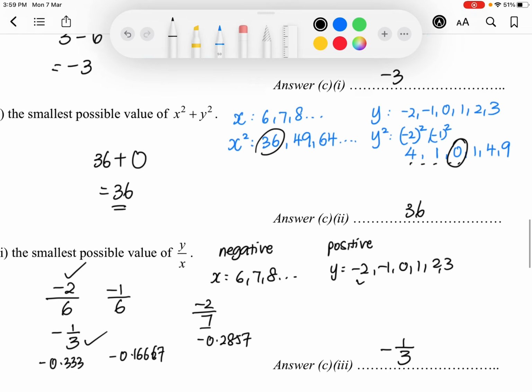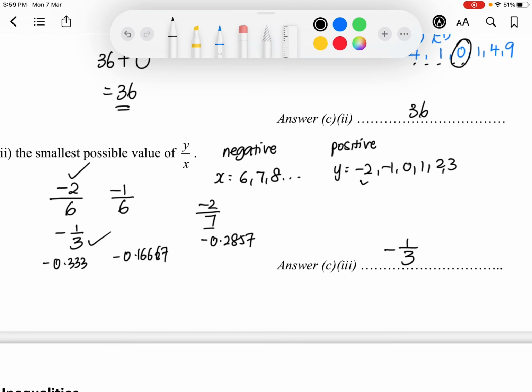So for this part of the question, you need to probably try and error a little bit along the way, right? And find the most logical answer. I want it to be small, so a negative number is definitely smaller than a positive number. And next, I want it to be as negative as possible, so I can try the different denominators to see which answer is smaller, right?